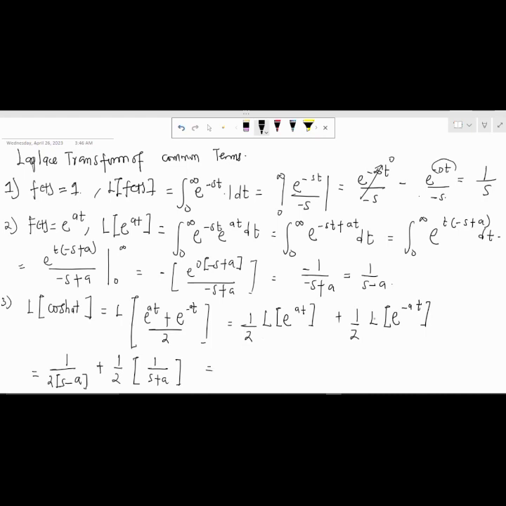Now what do we do from here? We could factorize 1 over 2 outside. We have 1 over s minus a plus 1 over s plus a. Now taking the LCM, we have 1 over 2, then s minus a and s plus a, the LCM will give us a difference of two squares, so we have s squared minus a squared, and above we have s plus a plus s minus a. Well, a cancels a, so we are left with s plus s giving us 2s, and the 2 here cancels out the 2, giving us s. So this gives us s all over s squared minus a squared.